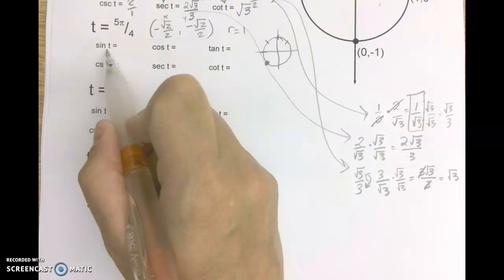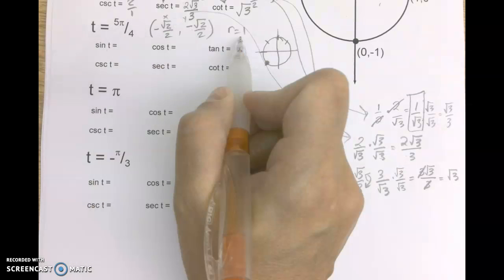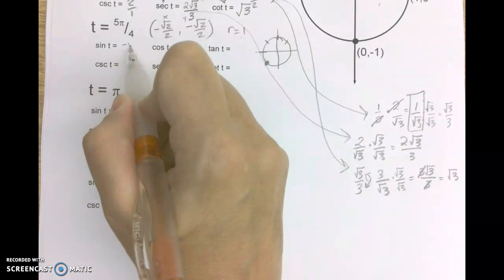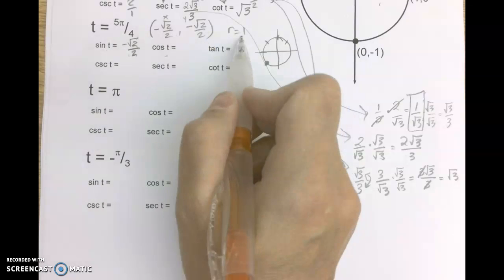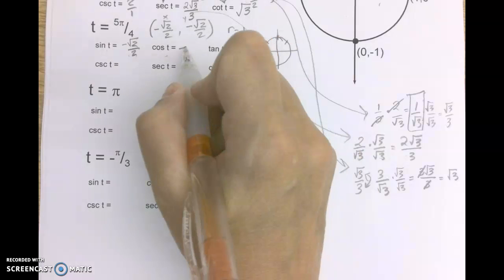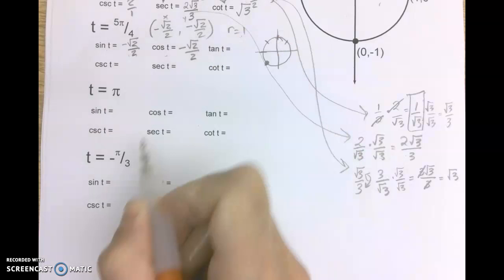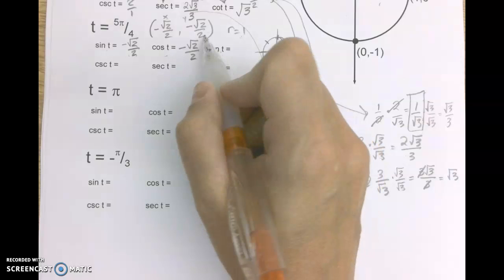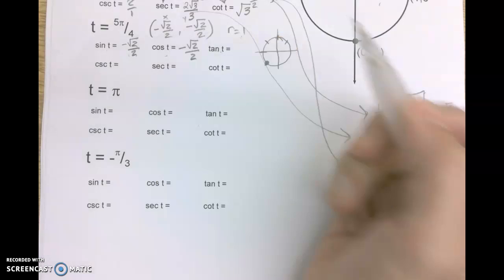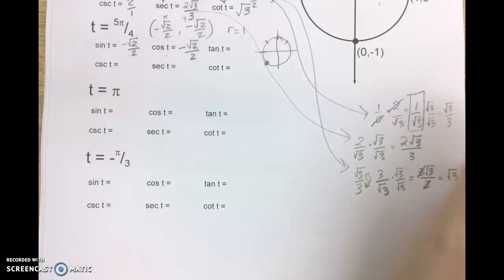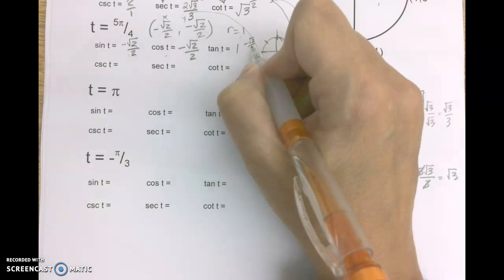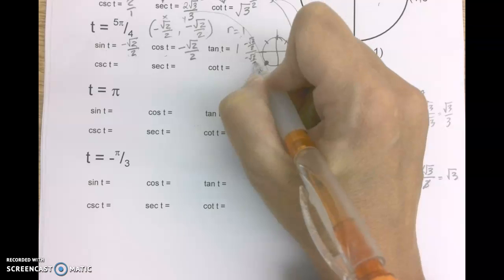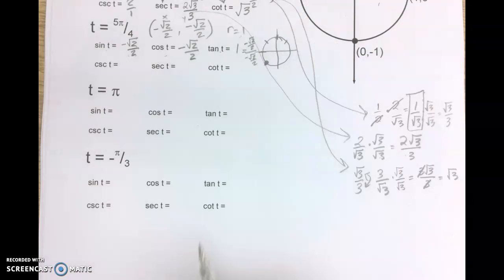All right, so the sine is basically y over 1. So it's just the y. And cosine is the x over the radius, which is 1. So it's just the x. And tangent is the y over the x. So the y and the x are exactly the same. So anything over itself is 1. Okay, we get that from negative square root of 2 over 2 over negative square root of 2 over 2. And that's where we get the 1.